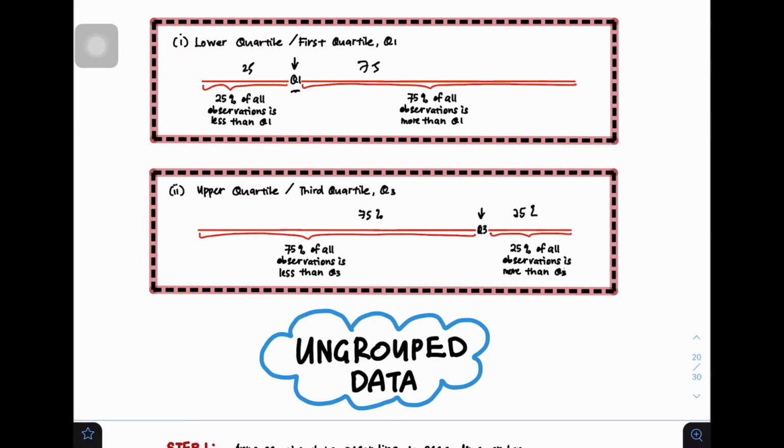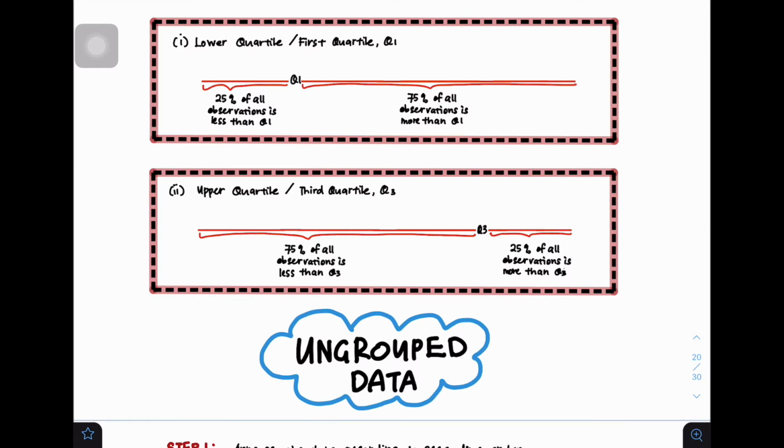Maksudnya 25% daripada data kita lebih daripada nilai Q3, dan 75% daripada data kita berada di bawah nilai Q3, di mana nilai Q3 ini membahagi data kita kepada 75-25. Kalau Q1 dia membahagi kepada 25-75. Okay, so you need to understand what is the meaning by the quartile 1 and what is the meaning by the third quartile, ataupun upper quartile and lower quartile.